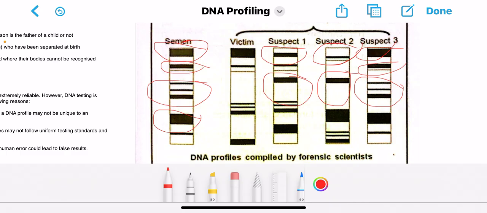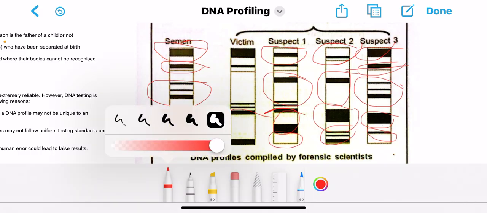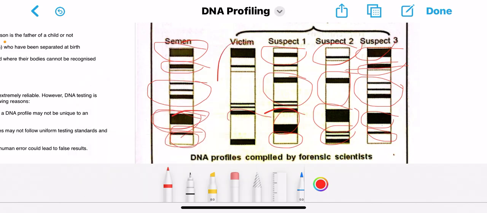Suspect number what? Number 3 still has what? This bar here, which corresponds with this one. But this one does not correspond. This one and this one do not correspond with this bar here. And lastly, suspect number 3 has this bar, which corresponds with this one. But suspects number 2 and 1 don't have bars which correspond with this one. So suspect number 3 here is the one who raped this victim.